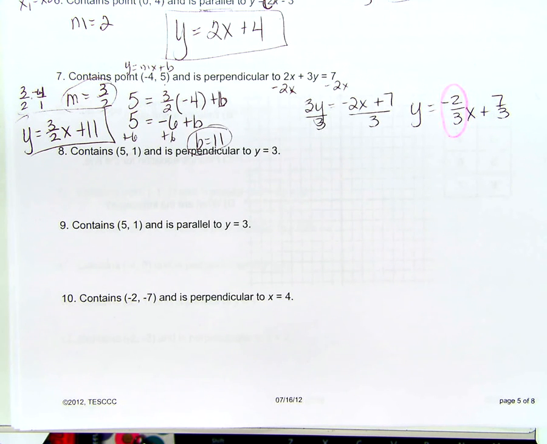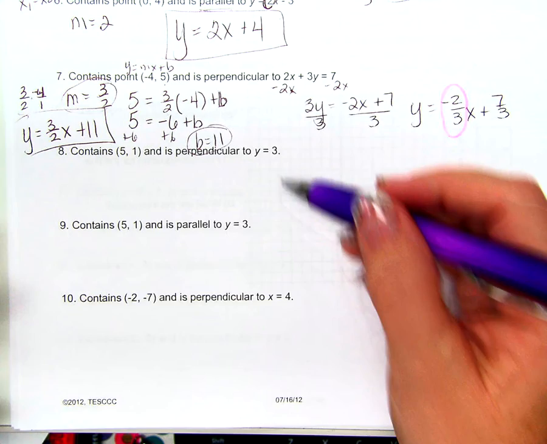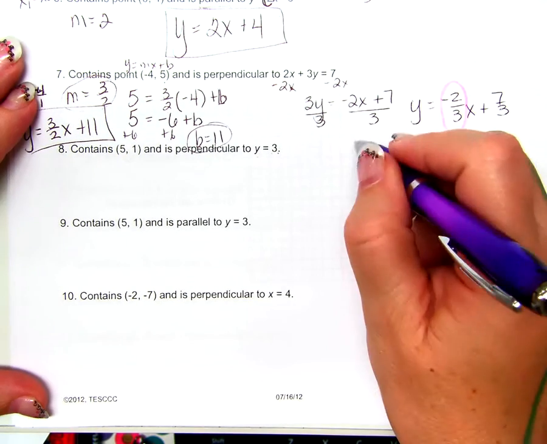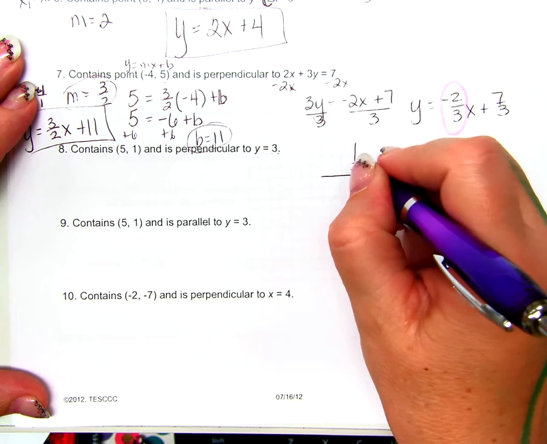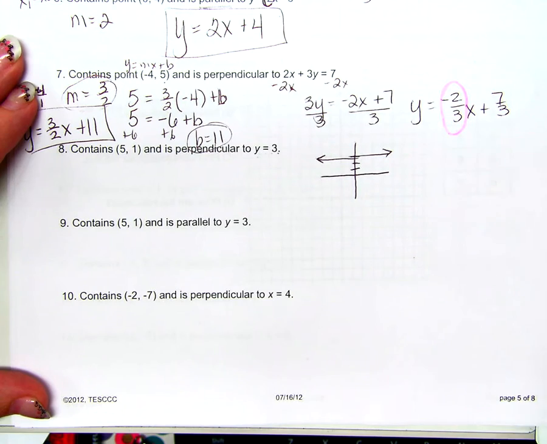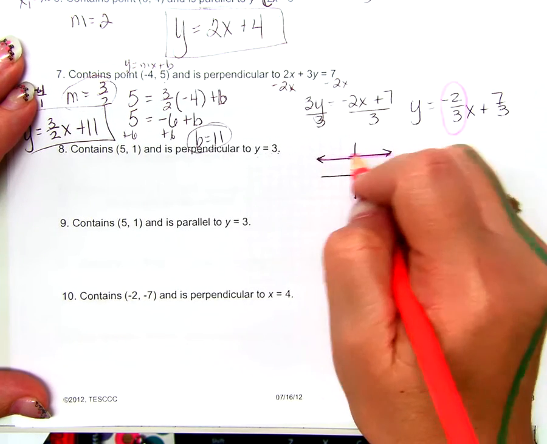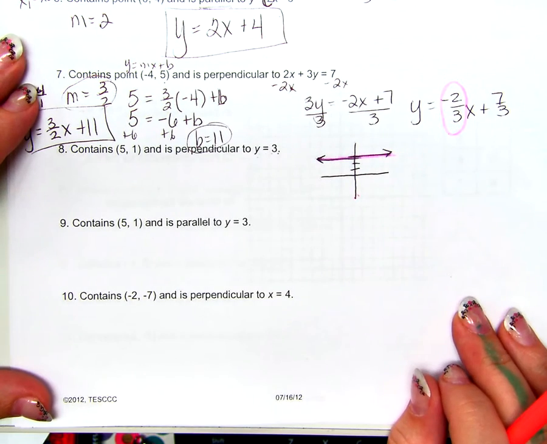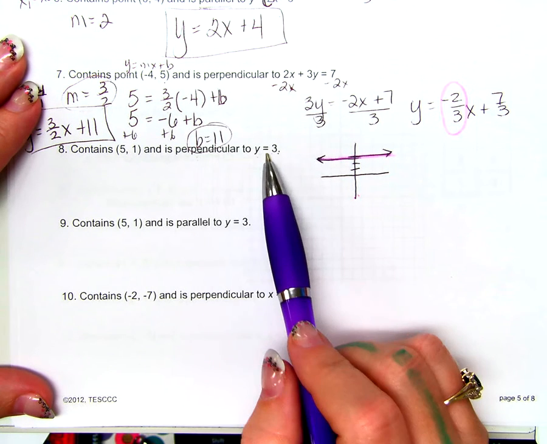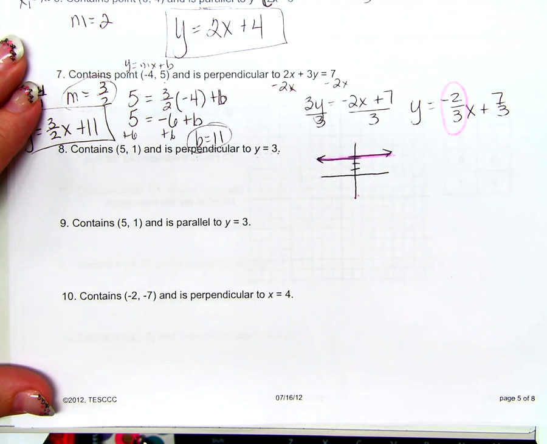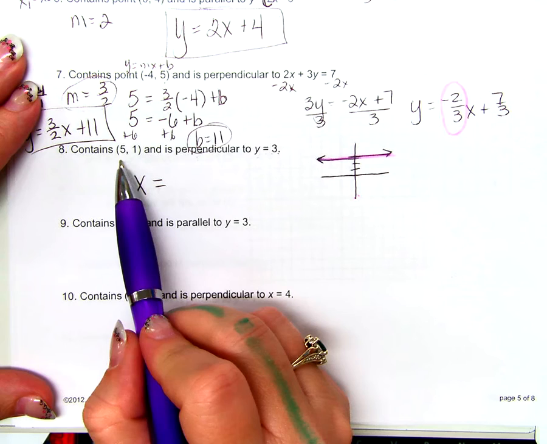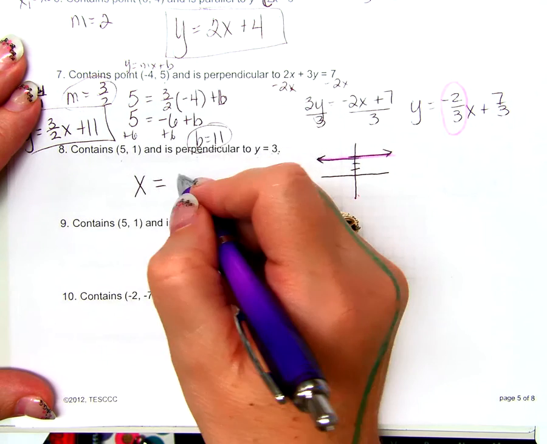You ready? Do you know how to graph this line, y equals 3? Yes. It crosses the y-axis at 3. So it's this one right here. If I'm going to write the equation to a line that's perpendicular to that, which axis is it going to cross? The x-axis. Where is it crossing the x-axis? At 5. Done.